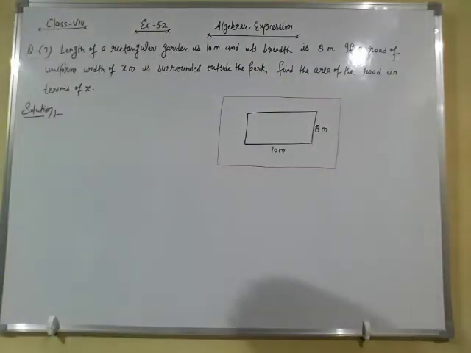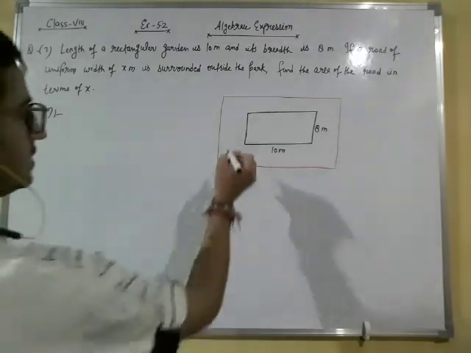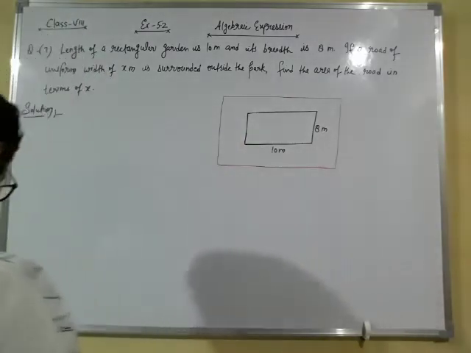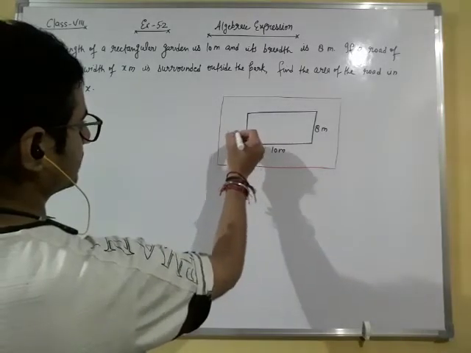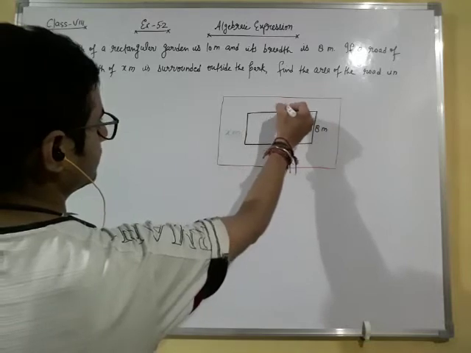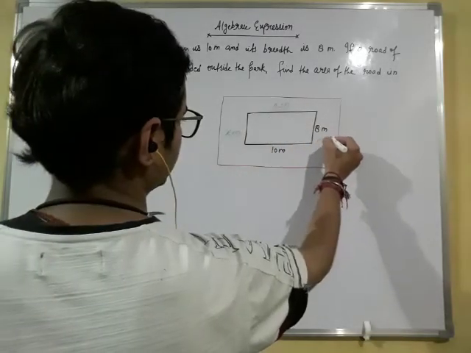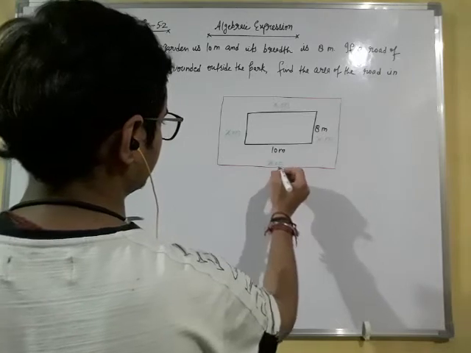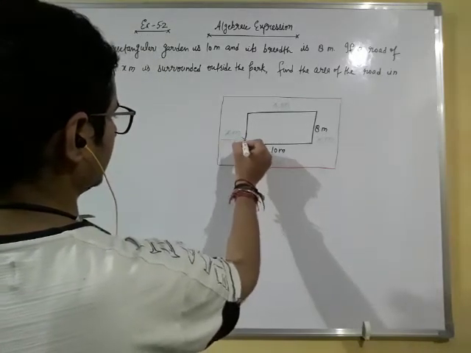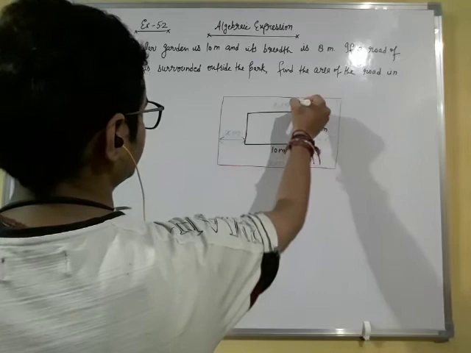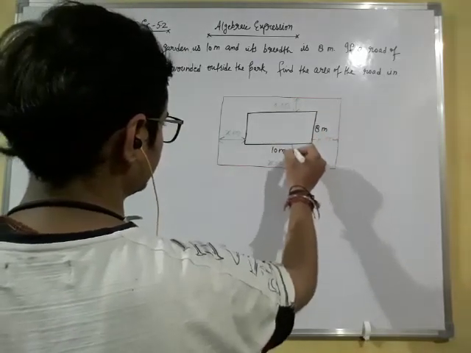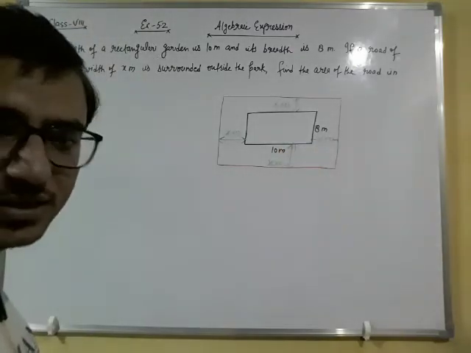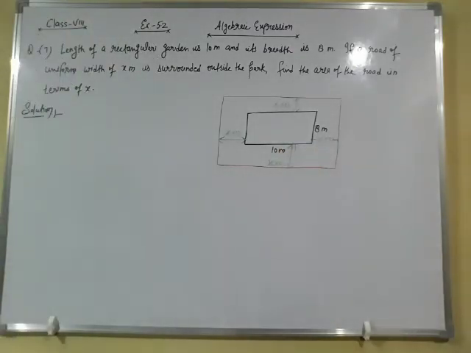Okay, now this is the width which is equal to x meter. This is also x meter, and this is x meter. Okay, this distance is x meter, this distance is x meter, this distance is also x meter, and this distance is also x meter. Now what we have to find is the area of the road in terms of x.